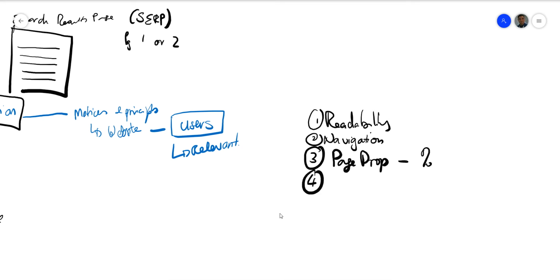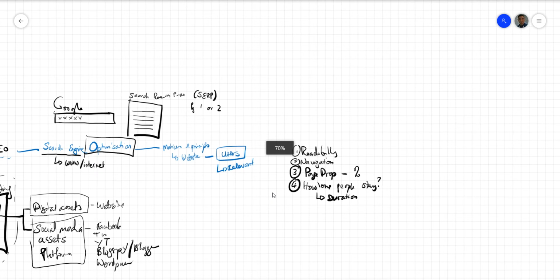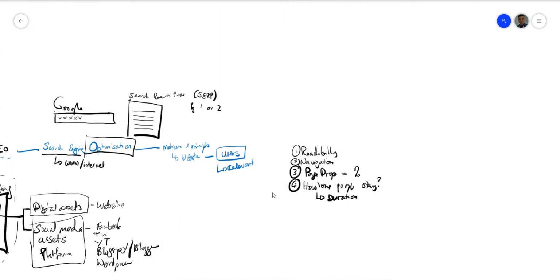Number 4, how long people stay, the duration. Okay. Now these are among the metrics that make up this world of SEO. And it's not limited to these, by the way. It's not limited to these 4 points.